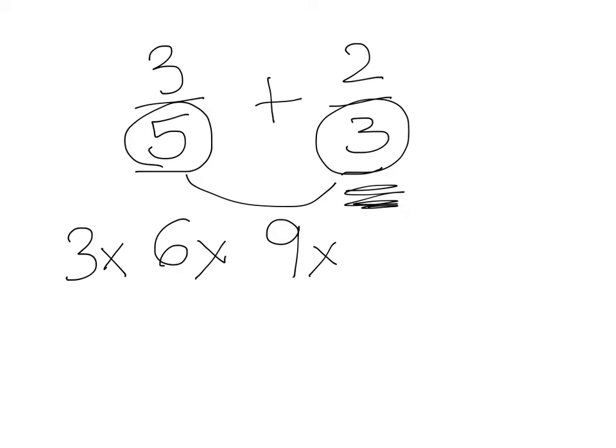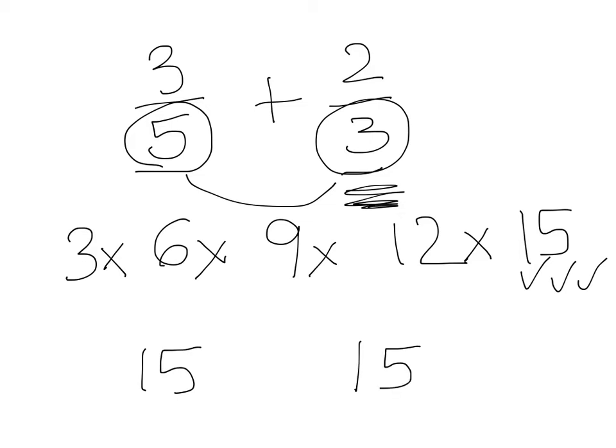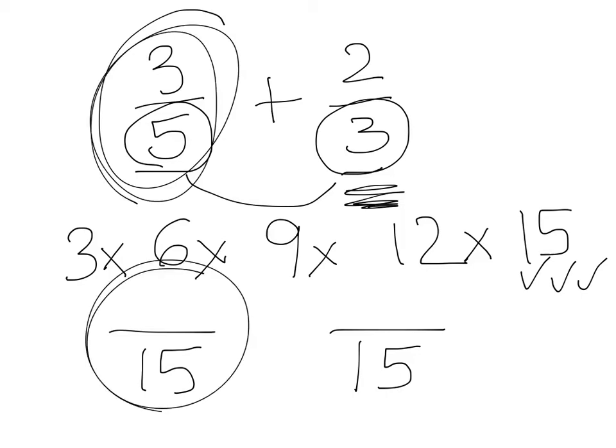No. Next multiple is 12. Does 5 go into 12? No. Next multiple is 15. Does 5 go into 15? Wait. Yes, it does. We now have a lowest common denominator of 15. So how do we convert this to this? Well, we go 5 goes into 15 3 times. 3 times 3 is 9.